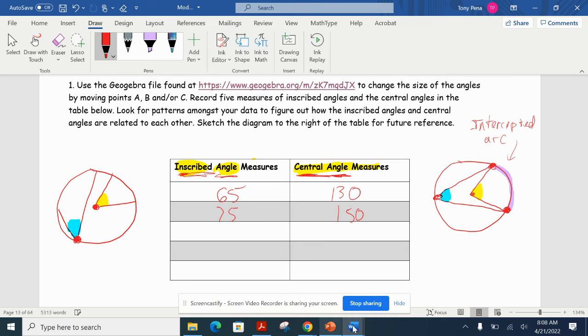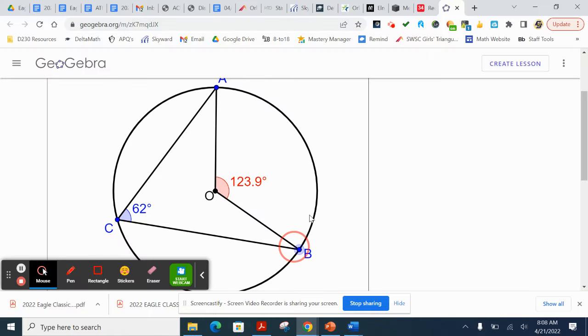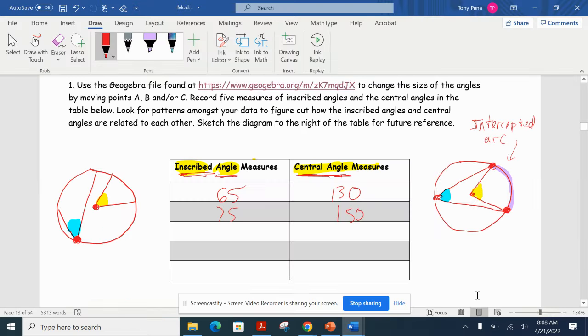So one more, and then you'll hopefully realize this is not a coincidence anymore. I'd like to try to get 90. So let me try to get a 90-degree angle. Perfect, I did it. All right. So if that's a 90-degree angle, the inscribed angle is a 45-degree angle. So this is 45, and then this is 90 degrees.